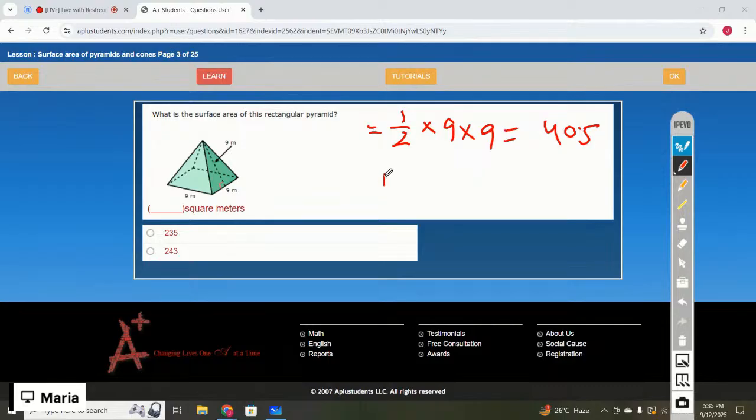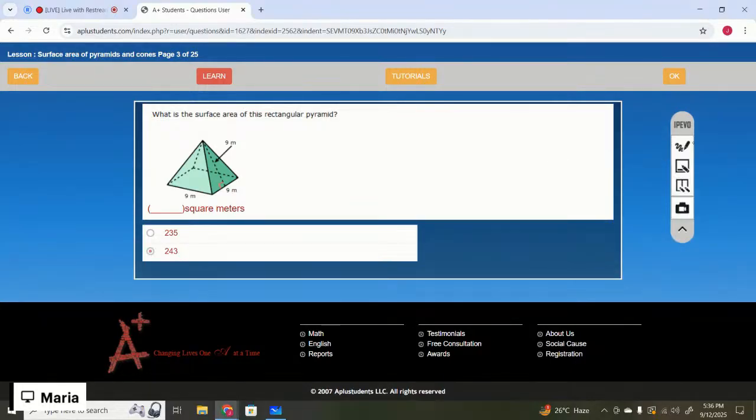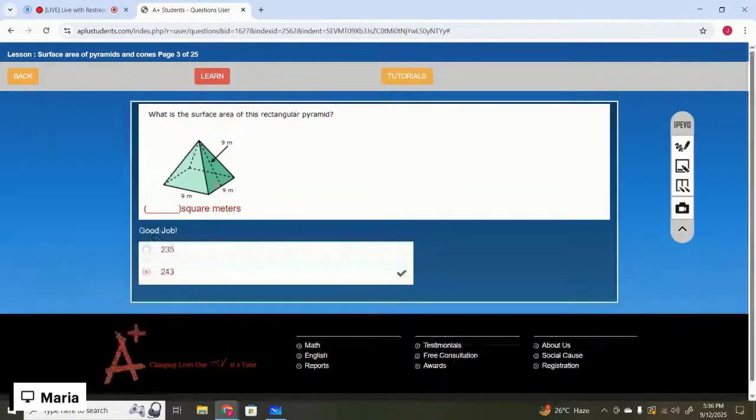No, the base is a rectangle. So that would be 9 times 9, that is 81. So just add all the areas. The four faces have area 40.5. So 40.5 plus 40.5 plus 40.5 plus 40.5, that is 162, and plus 81, that is 243. Option number 2 is the correct option, that is 243.